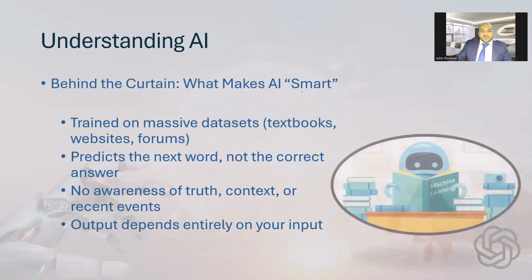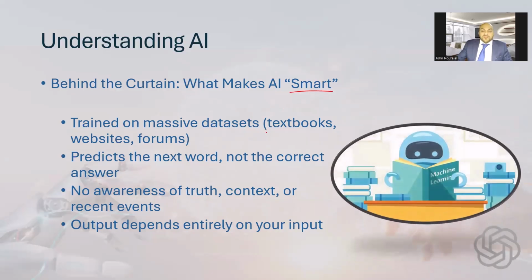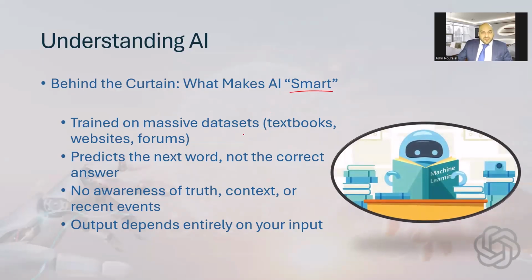Behind the curtain, what makes AI so-called smart? Well, it's trained on massive data sets. There's a large language model that has lots of textbooks, websites, forums. It's able to search so much. AI is able to learn from other AI. I believe there was a movie with Will Smith called I, Robot, where the robots are teaching the robots. It predicts the next word, not necessarily the correct answer.